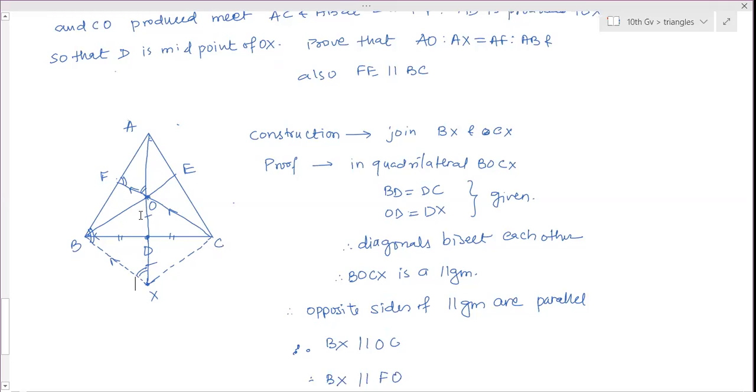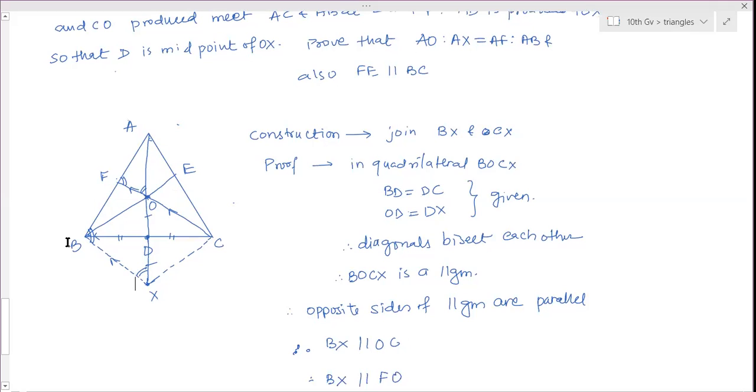So here you can write FO parallel to BX. So AF by FB is equal to AO by OX. Use BPT. And here again, on this side, XC is parallel to OB, that is OE. OE and XC are parallel. So therefore AO by OX is equal to AE by EC. And equate both of them.